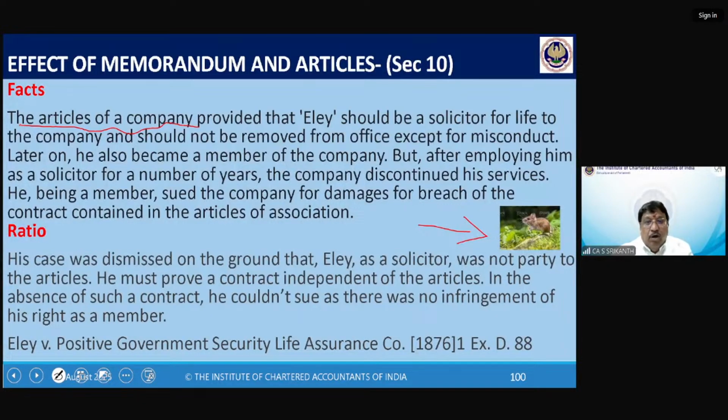So you got it now. There is no infringement of his right as a member. And with regard to the articles, he has no locus standi. I'm writing it on the board. Locus standi. Can anybody tell me the meaning of the word locus standi? It's a Latin term. Locus standi. Anybody can tell me what is locus standi?